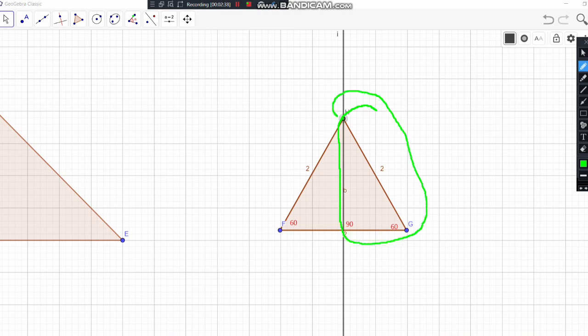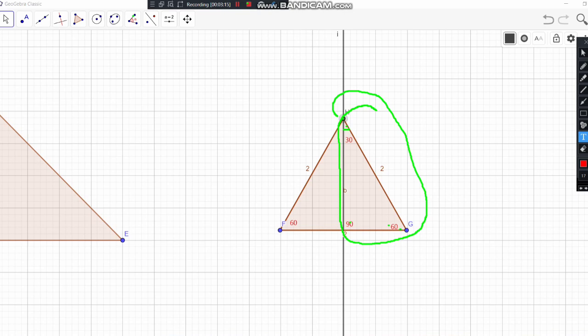In that right triangle, one angle is equal to 90, the second angle is equal to 60. Then what will be the third angle? We know that in a right triangle, one angle is equal to 90, then the sum of the other two angles is also equal to 90 degrees. Right? So if this angle is equal to 60, that angle is equal to, yes, 30 degrees. So here we got a 30, 60, 90 triangle.